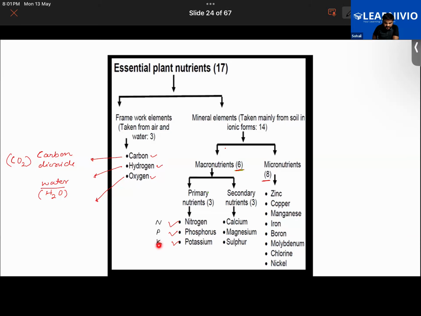You might ask, why is K used for potassium? Because we are taking the Latin name of potassium. In Latin, the name of potassium starts with K. So in short, nitrogen, phosphorus, and potassium is called NPK. Is that clear to everyone or not? Yes, sir, it's clear.